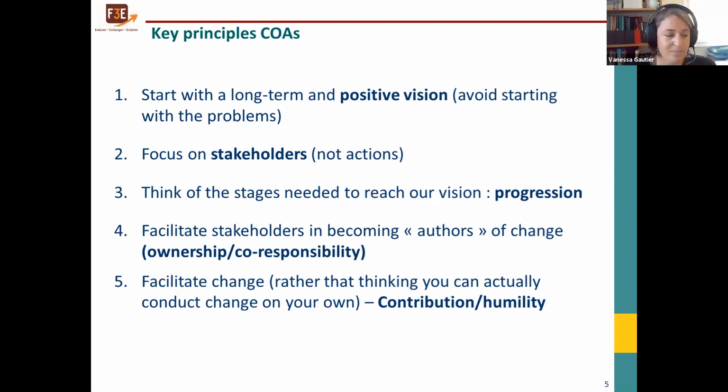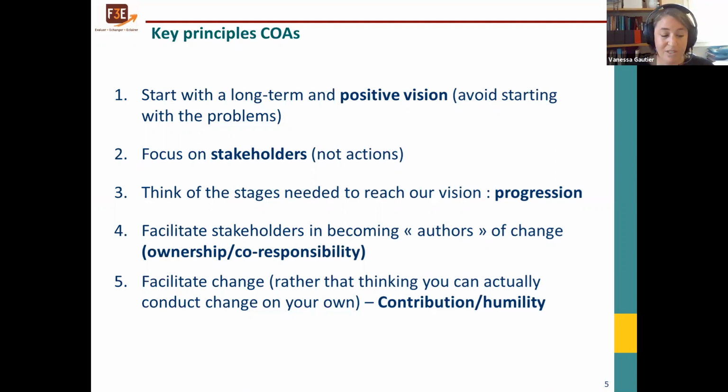The third principle is to think of the stages needed to reach your vision. So it's really acknowledging the importance of small changes and baby steps that you need to go through when planning your actions, but that also need to be observed, analyzed, and maybe discussed when evaluating your actions. And all of this has to be done collectively.